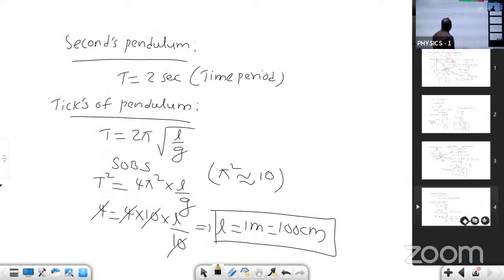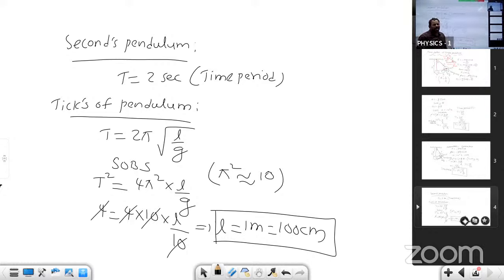So students, next, seconds pendulum. Seconds pendulum means time period capital T equals 2 seconds. If T equals 2 seconds, that pendulum is called a seconds pendulum. To find its length, take the time period formula from the simple pendulum and square on both sides: left side T square, right side 4 pi square. Pi square means 10, T square means 2 square, 4; 4 cancels, 10 cancels, L equals 100 centimeter.